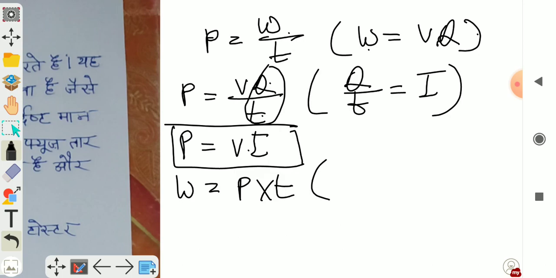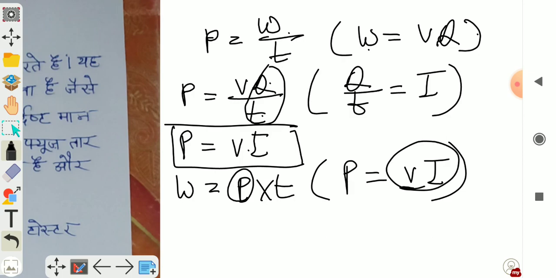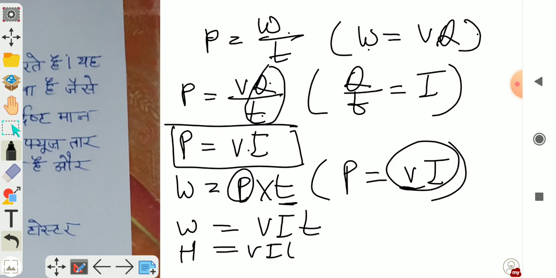When we put the value of P as VI, then W equals VI into T. So we will get W, the work done or energy, equal to VIT, or we can say H equal to VIT. H is a form of energy, that is heat energy. So H will be equal to VIT.